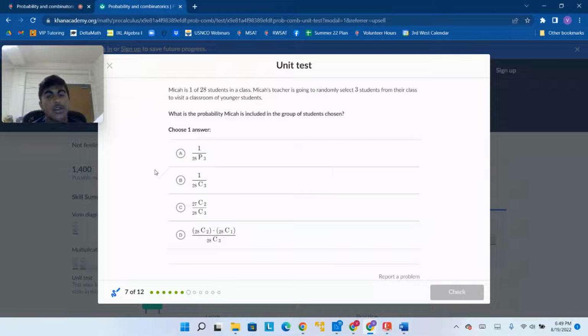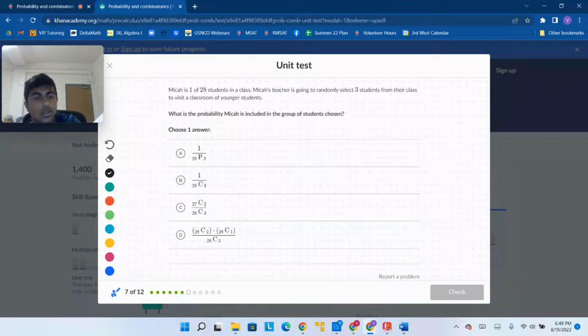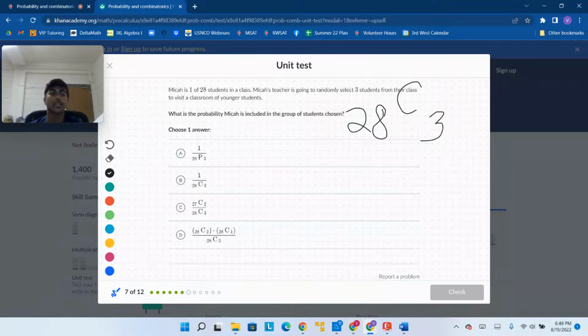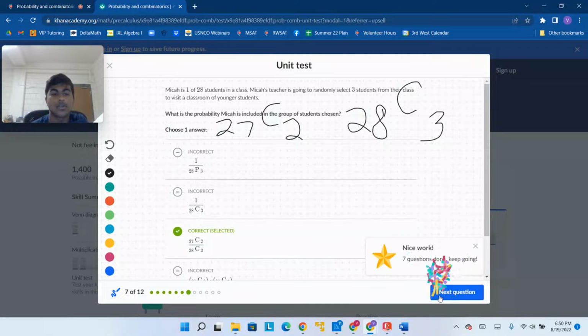Let's see. How many ways are there to choose 3 students from 28 kids? That would be 28 choose 3, which you can write as 28 big C 3. That's the denominator, because that's the number of possible options. Now, if Micah is included, that means you have 2 spots left to fill out of 27 students, or 27 big C 2. So 27 choose 2 over 28 choose 3. That's the probability that Micah is included, so that is our answer. Let's keep going.